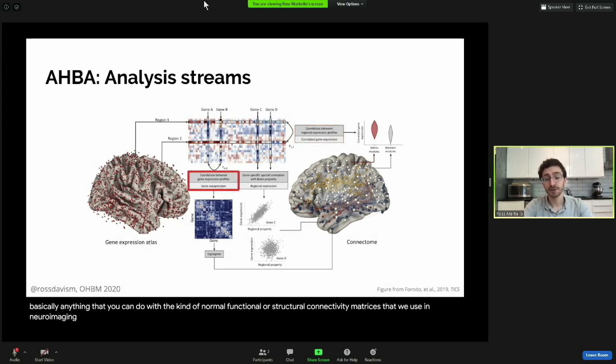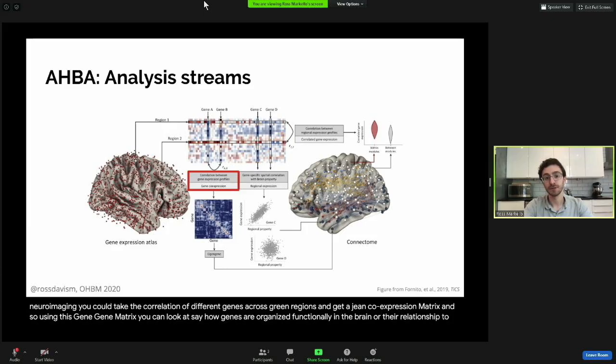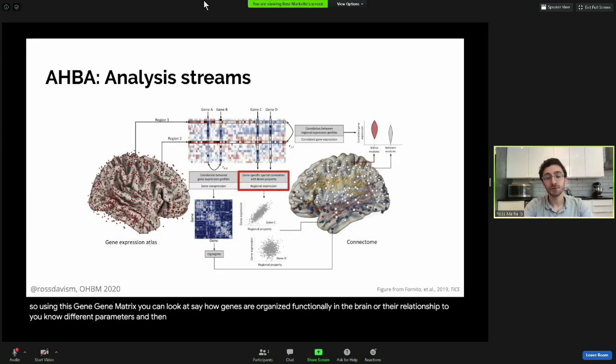The next is you could do the inverse. You could take the correlation of different genes across brain regions and get a gene co-expression matrix. And so using this gene-gene matrix, you can look at, say, how genes are organized functionally in the brain or their relationship to different parameters. And then finally, you could just either select a few different genes and their expression across brain regions or do some sort of data dimensionality reduction in the matrix to get regional gene expression information that you can relate to other neuroimaging data, things like cortical thickness or myelination, and examine how the genetic expression of different genes, or again, of a dimensionally reduced data, relates to those features.